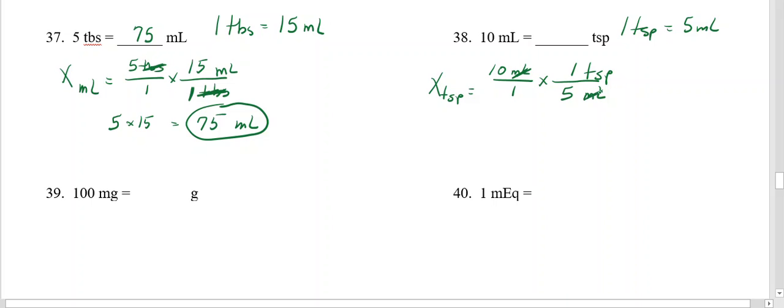My milliliters cancel. So I have 10 times 1 is 10. 1 times 5 is 5. 10 divided by 5 is 2 teaspoons.